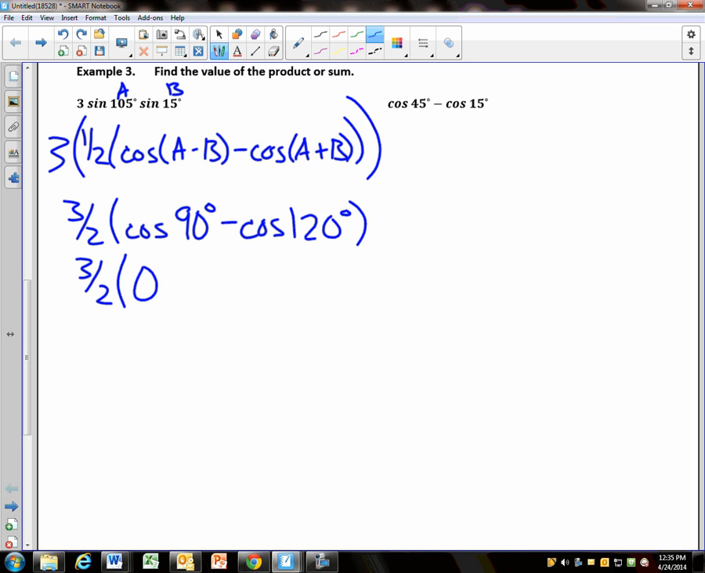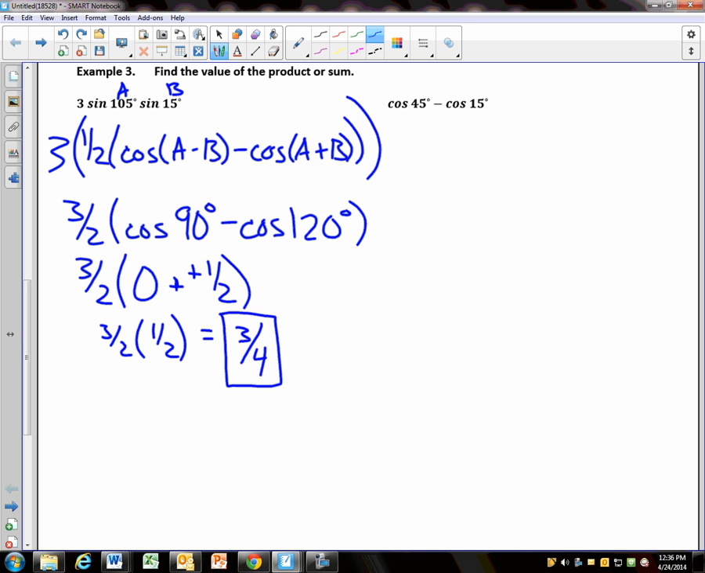What's the exact value of cosine 120? Is cosine positive or negative in the second quadrant? It's negative in the second quadrant, so it's going to be minus a negative 1/2. Very good. Switches to positive. So I have 3/2 times 1/2. What's 3/2 times 1/2? 3 over... That's pretty nice.